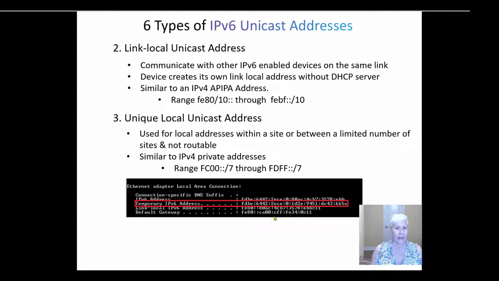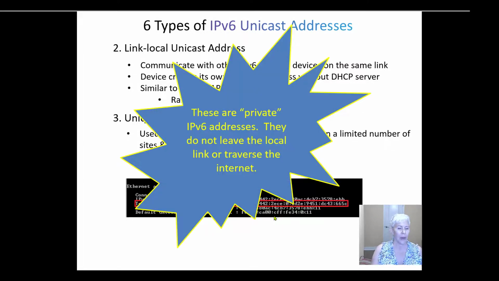If you were to get some sort of a question that gives you that address, it'll be like FD, blah, blah, blah. And it says, what kind of address is this? You're going to want to know that an FD is a unique local address. Same type of question, FE80, what kind of address is this? You're going to want to know that's a link local address. Okay, these addresses are private IPv6 addresses. They never leave their local link. They never leave their network.